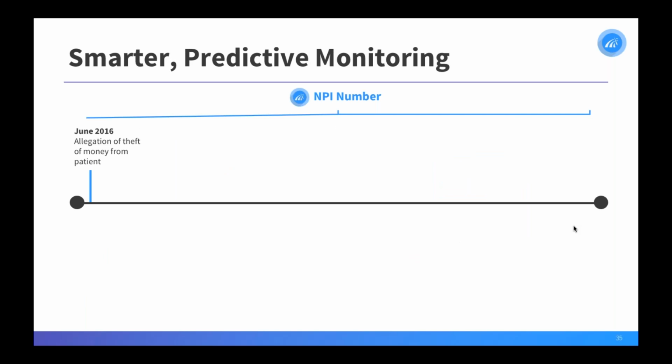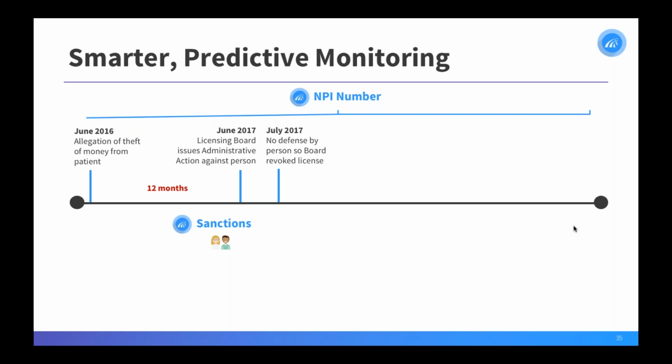In June of 2016, there's an allegation of theft of money from a patient by a provider. 12 months pass. In June of 2017, the licensing board issues an administrative action against a person. This is what we would call a sanction, some sort of disciplinary action. In July, 1 month later in 2017, there's no defense by this person, so the board revokes the license. This is what we would call, again, knowing the person versus the artifact, the artifact: the license revocation.